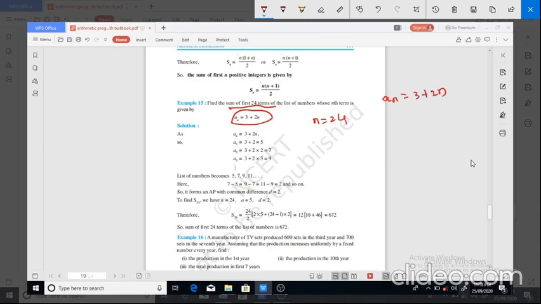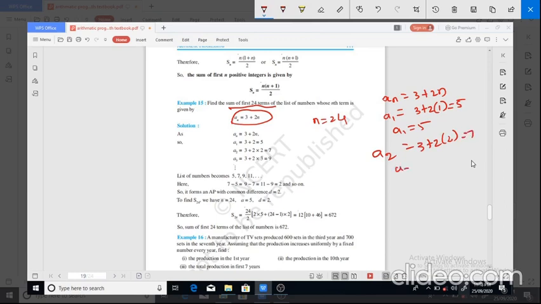Okay. Put the n value as 1. So it is a1. 3 plus 2 into 1. 2 into 1 is 2. 2 plus 3, that is 5. So a1 equal to 5. a1 means first term. So first term is equal to 5. So second term, a2. Put the n value 2. So 3 plus 2 into 2, 4. 4 plus 3, that is 7.